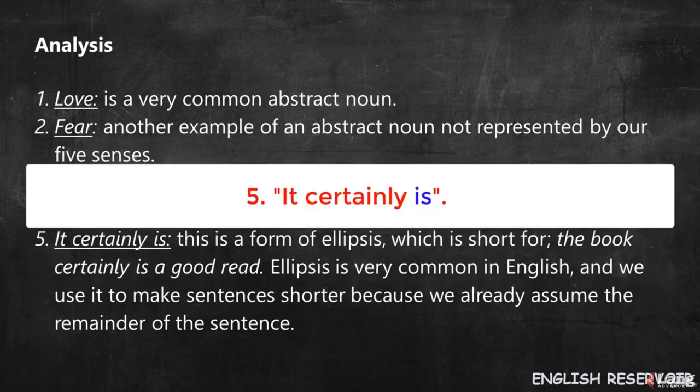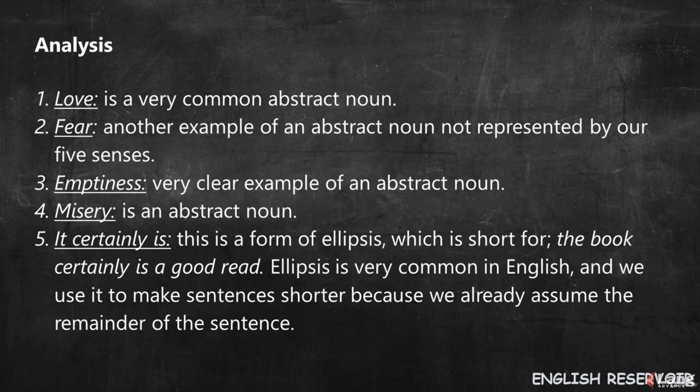5. It certainly is. This is a form of ellipsis, which is short for the book certainly is a good read. Ellipsis is very common in English, and we will use it to make sentences shorter because we already assume the remainder of the sentence.